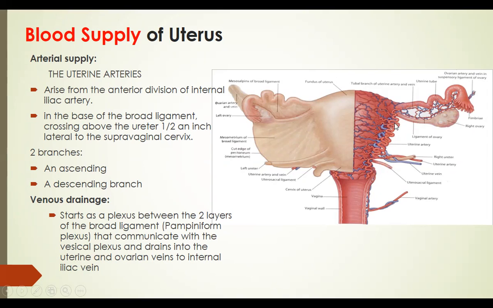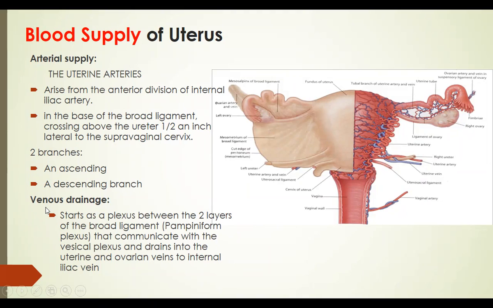Why is it tortuous? Because once the uterus becomes larger and larger in case of pregnancy, if this artery is straight, then it will rupture. So just like the uterus has the capacity to expand, this artery can become straight and still keep supplying the uterus. That's why it is very tortuous. There are very few arteries in the whole body which are tortuous. Okay, so one of them is the uterine artery. This is the ascending artery, and one is the descending artery.